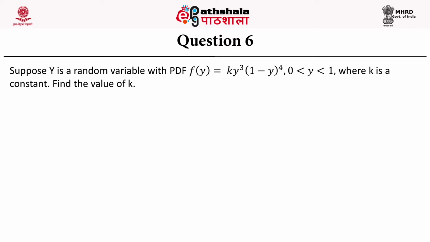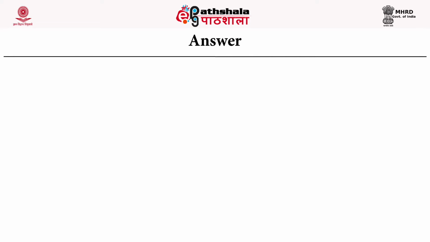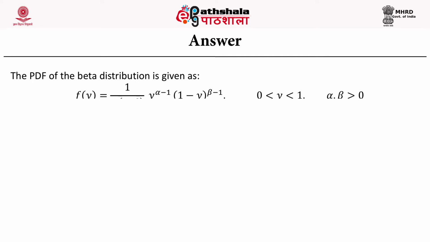Suppose Y is a random variable with PDF f of y, which is equal to k into y^3 into (1 minus y)^4, where y lies between 0 to 1, where k is a constant. So we are interested to find out the value of k. The PDF of the beta distribution is given as f of y, which is equal to 1 upon beta(alpha, beta) into y^(alpha minus 1) into (1 minus y)^(beta minus 1), where y lies between 0 to 1 and alpha, beta are greater than 0.